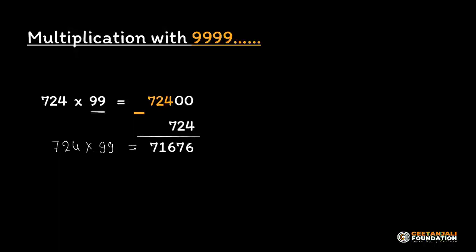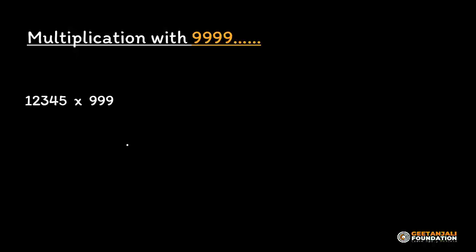And this is your product of 724 times 99. You can check with a calculator or you can do it on your own. This is the correct answer. So how simple it is, you don't need to multiply. Rather you have found the answer by subtracting. Let's take one more example so you understand the method clearly.